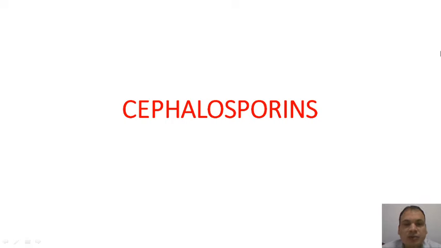In today's class, we'll be talking about the cephalosporins. As you know, among the beta-lactam antibiotics, we must have covered a group of antibiotics called the penicillins. Cephalosporins are one of the other beta-lactam antibiotics. The main difference between the penicillins and cephalosporins as far as structure is concerned is that cephalosporins have a nucleus called the 7-amino cephalosporinic acid nucleus.